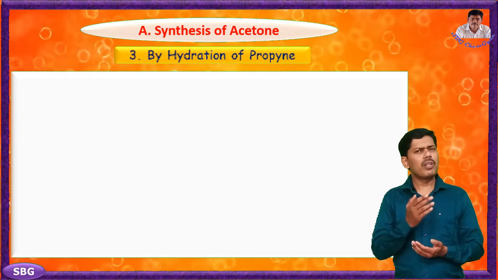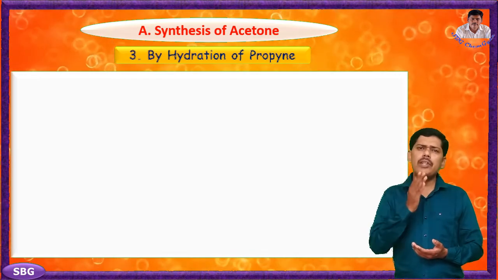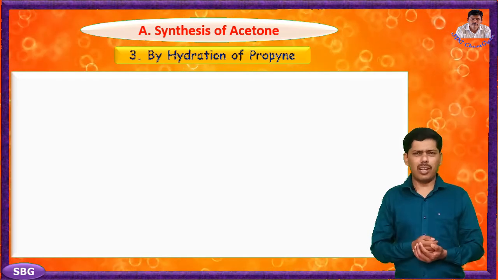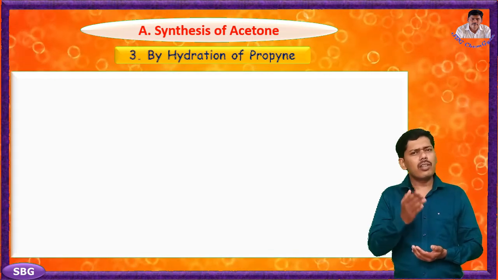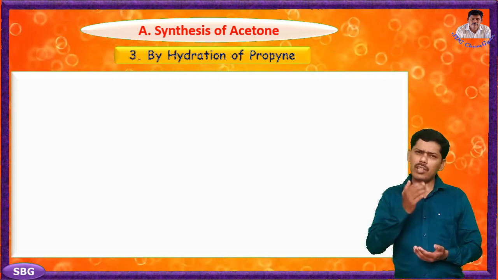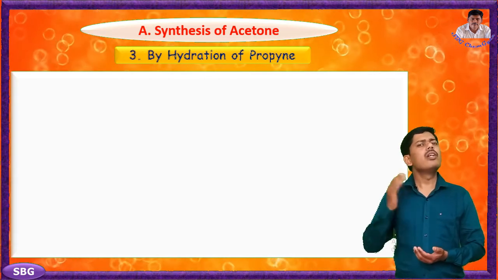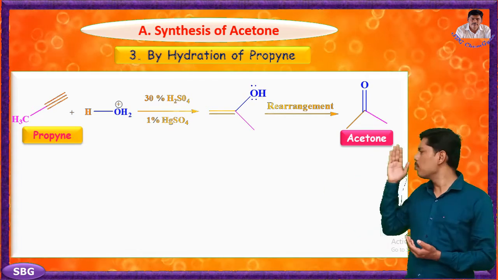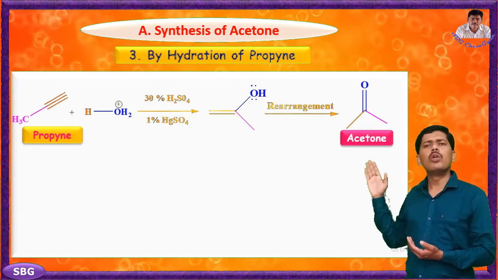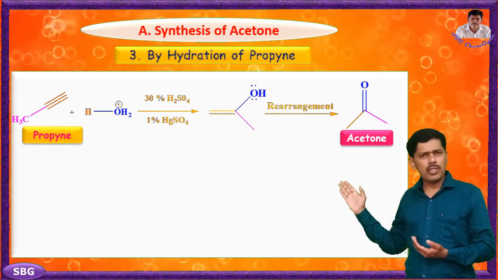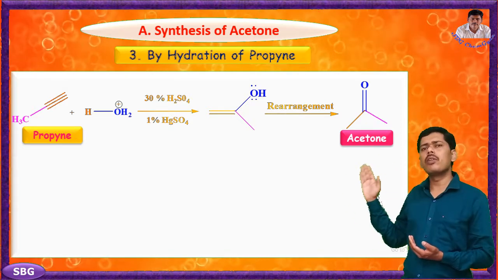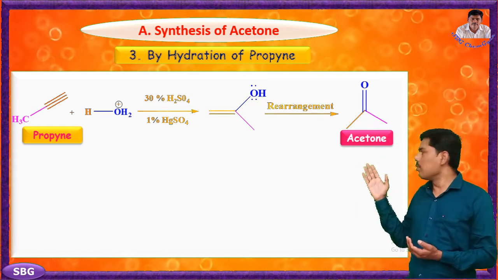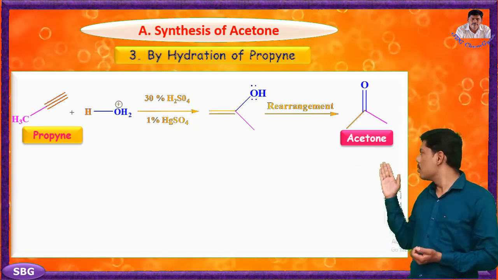The next synthetic method for the preparation of acetone is by hydration of propyne, that is an alkyne other than ethyne, because ethyne on hydration gives acetaldehyde. We have seen that in a previous lecture. Acetone can be prepared by addition of water to propyne through 30% sulfuric acid containing 1% mercuric sulfate. It forms an unstable enol, which gives acetone.